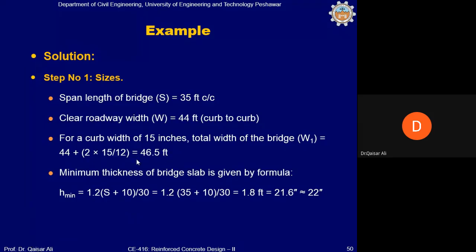although it is given in the figure. Minimum thickness of bridge slab is given by the formula 1.2 times (S plus 10) divided by 30. S is 35, so (35 plus 10) times 1.2 divided by 30. This gives us 1.8 feet or 21.6 inch. So a 22-inch thick slab shall be provided for a span of 35 feet bridge.